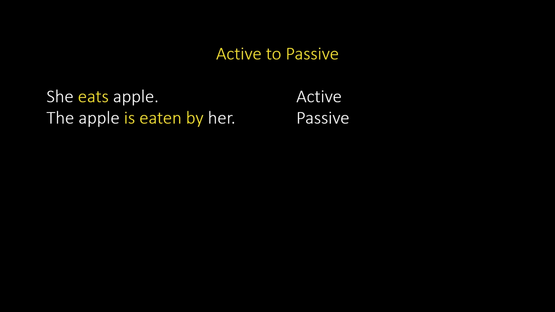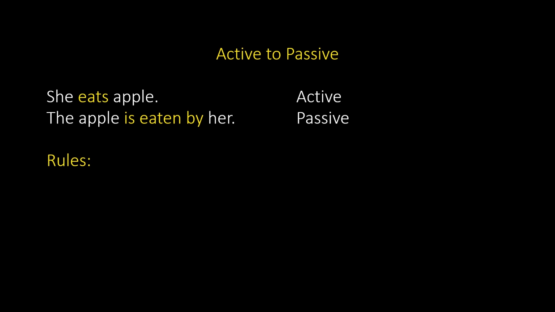How can we convert an active to a passive voice? She eats apple is the active voice. Take a second and write down what will be the passive voice of this particular sentence. If this is your answer, then it's correct. The apple is eaten by her. So we have taken the object to the first place. Is eaten was the verb. It has taken the second place. Her was your subject, comes at the end, and we have a preposition named by.